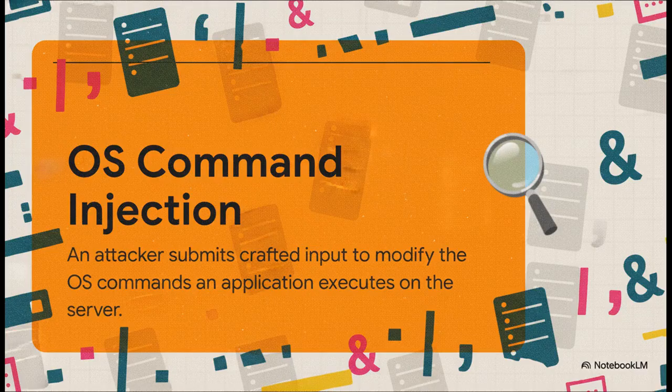So OS command injection is a classic. Imagine an application needs to run a simple command on the server's operating system, maybe to list the files in a specific directory. It takes some input from the user, say the directory name, and builds that command. But if the developer isn't super careful, an attacker can sneak in special characters, these meta-characters, that completely change what the command does. It's like slipping a secret note into the instruction, telling the server, hey, after you do that first thing, I want you to do this other thing for me.